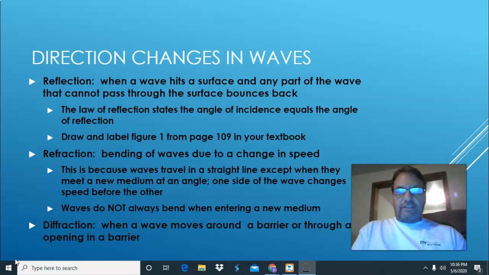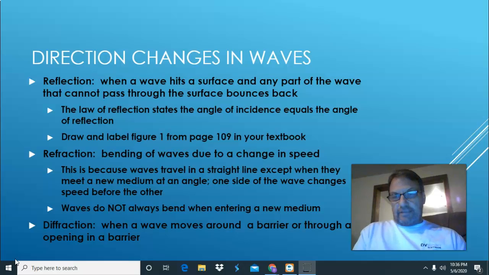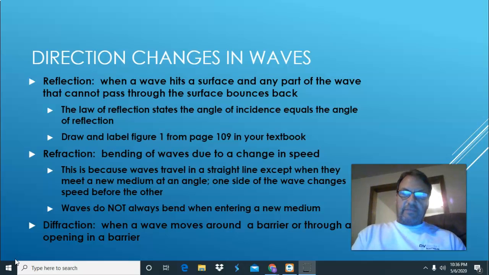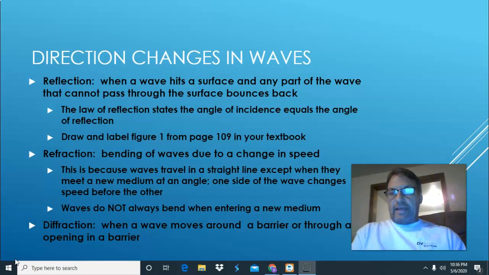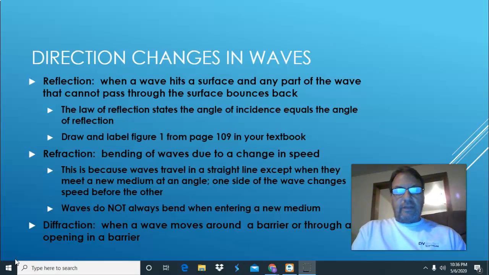And then refraction is the bending of a wave due to a change in speed. This is because waves travel in a straight line except when they meet a new medium at an angle. One side of the wave will change speed before the other does, and this is what we see. But this is with the mechanical waves, because why?